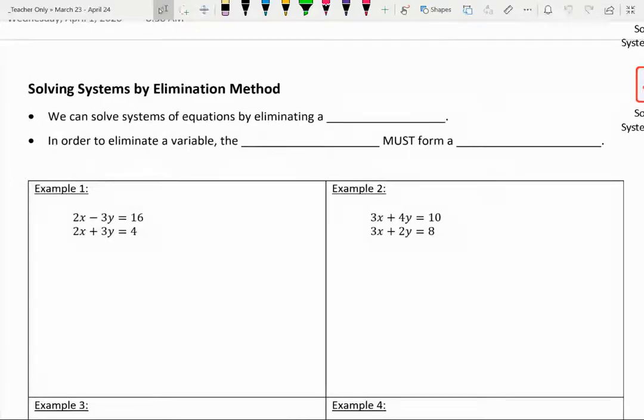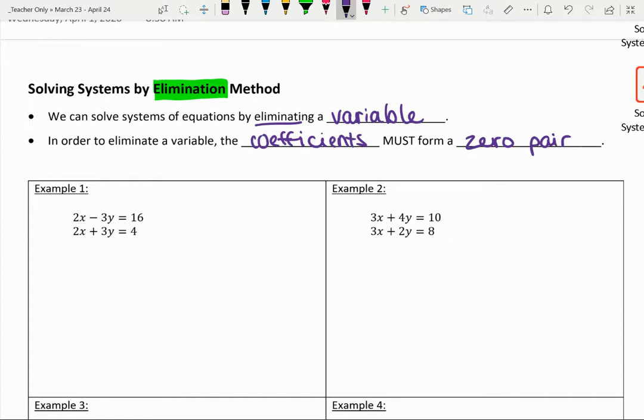So we have one more strategy for solving systems of equations, and that's the elimination method. We've seen graphing and we've seen substitution. The elimination method is just the third tool in our toolkit. Just like with substitution, we can solve a system by eliminating, or getting rid of temporarily, a variable. In order to eliminate a variable, the coefficients of the variable, aka the numbers in front, must form a zero pair. And remember, a zero pair would be any two numbers that add up to zero.